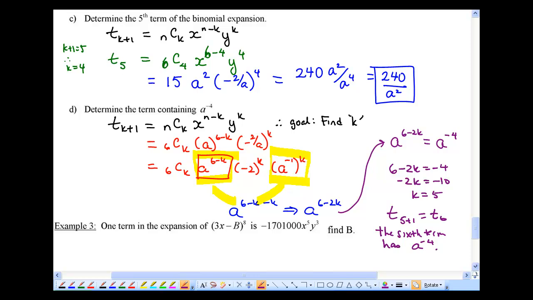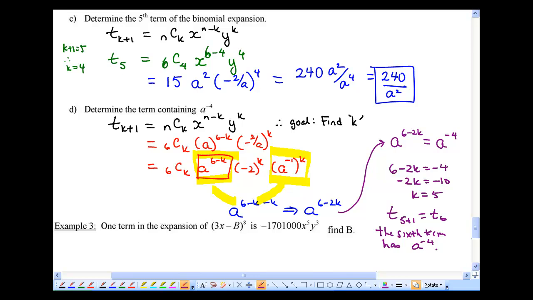One last example and we're done. So, I'm going to turn around. I'm going to say now one of the terms in this expansion of 3x minus b to the power of 8 is this crazy number, negative 1,701,000 x to the power of 5, y to the power of 3. It's your job here to find what b is.